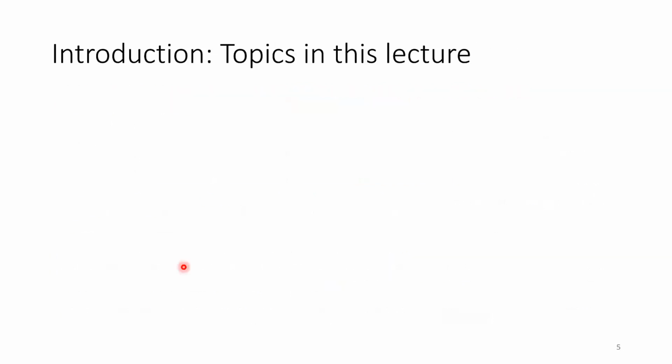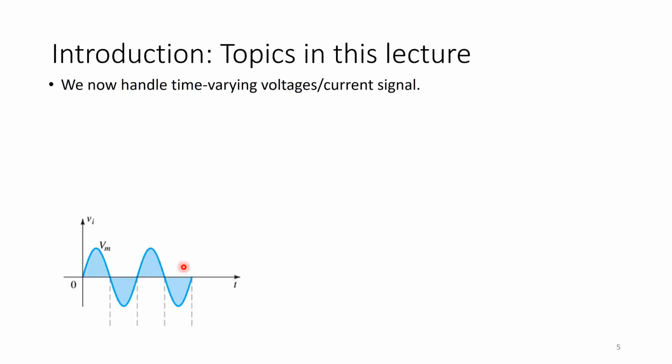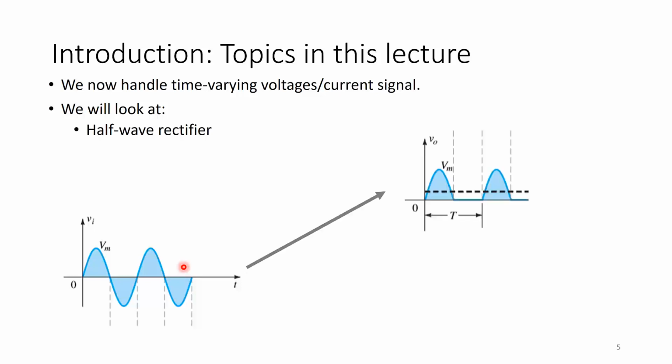Okay, so topics in this lecture. We now handle time-varying voltage or current signals. Previously, when we covered diode series and parallel connections, all the voltage values were fixed values. It was a constant. Whether it's a variable or not, it was not time varying. But now we're looking at time-varying voltages such as sinusoidal, and we will look at the half-wave rectifier.